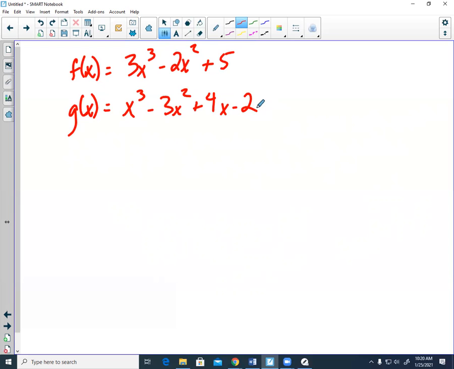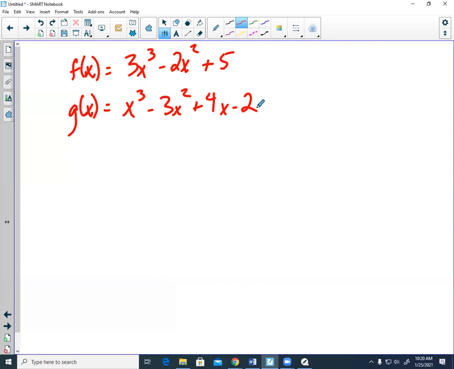And then what's going to end up happening is it's going to give us some sort of operation. The operation is either going to be addition, subtraction, multiplication, or division. Okay? Most of the time, they're not going to make you do multiplication or division with these types of functions.